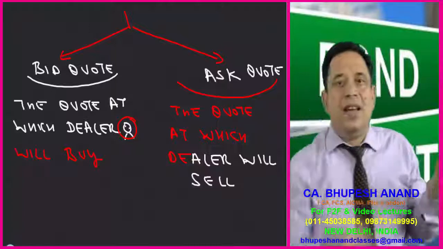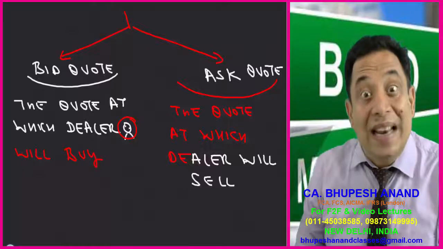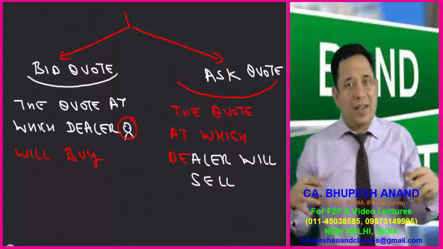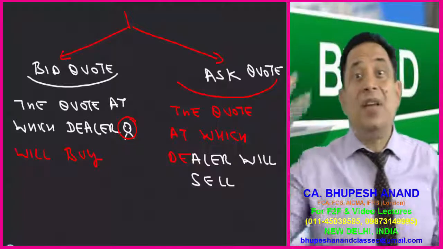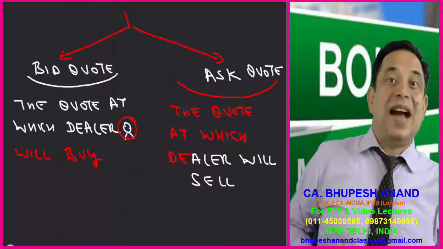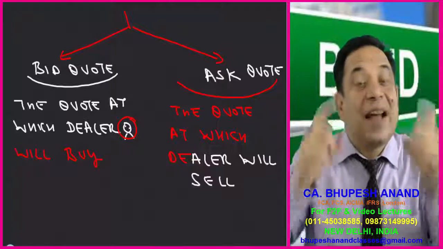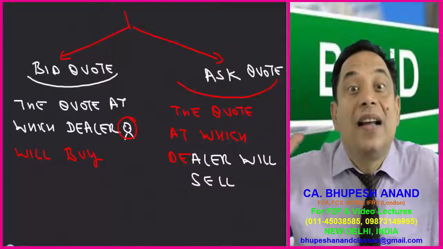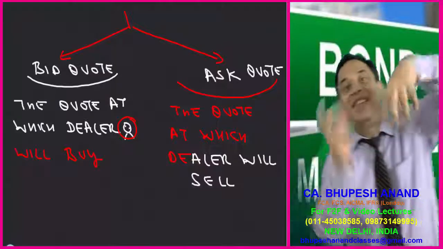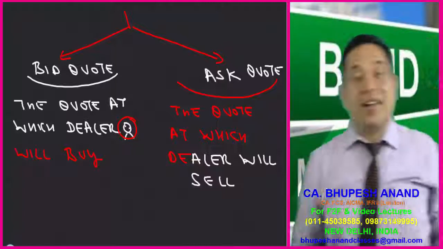And the most important point is that the buying rate is always less than the selling rate. It is intuitive and logical that he will sell the same bond at a higher rate as compared to the price at which he will be buying it. The difference between the buying rate and the selling rate is named the spread. The difference between ask price and bid price is named the spread.